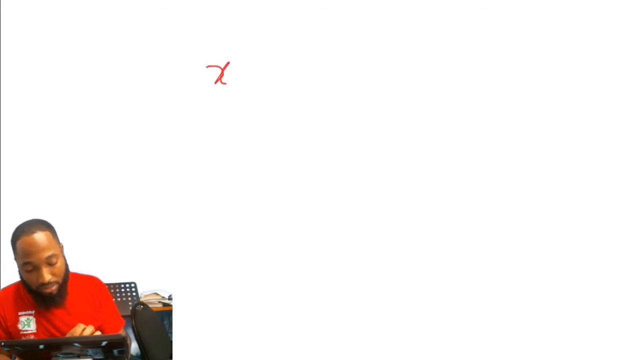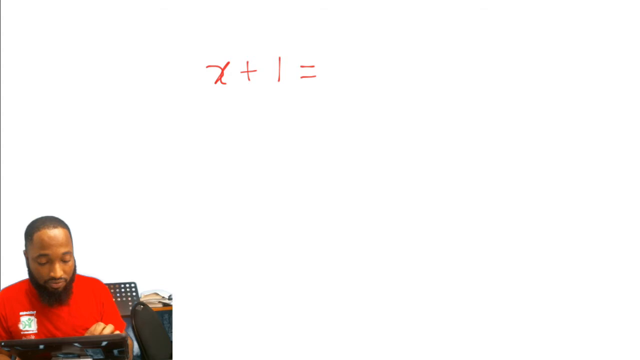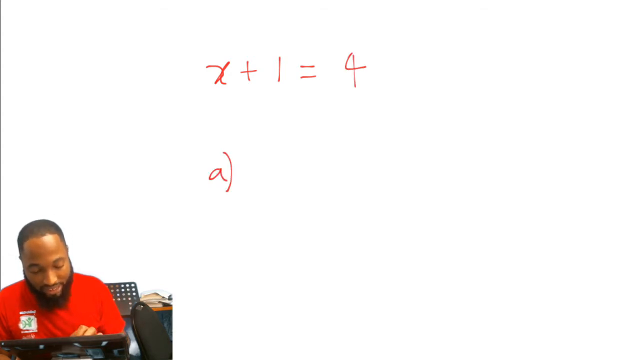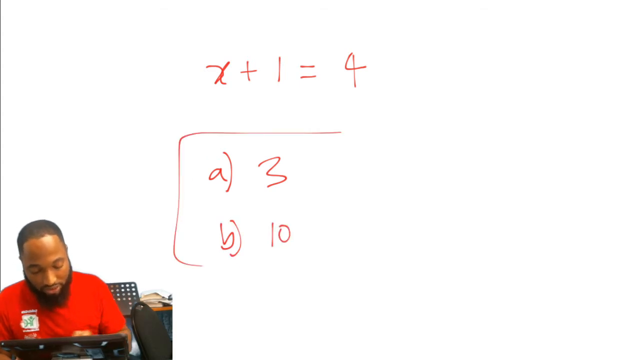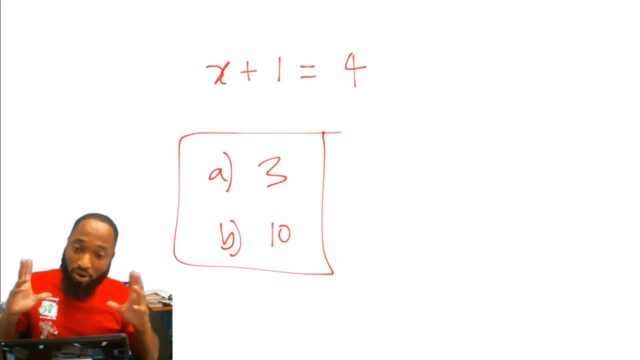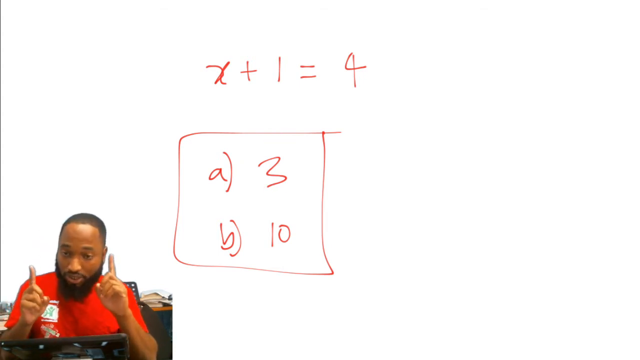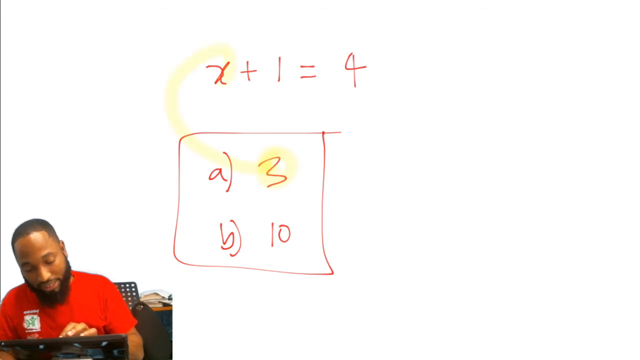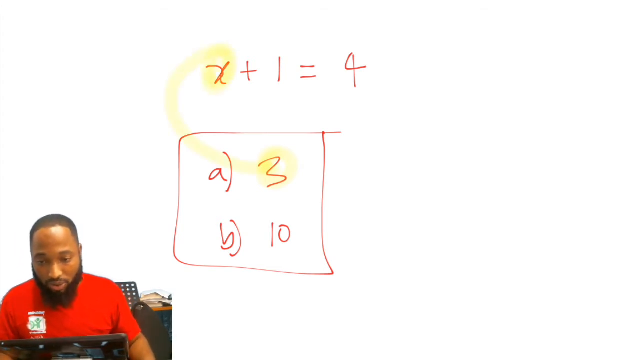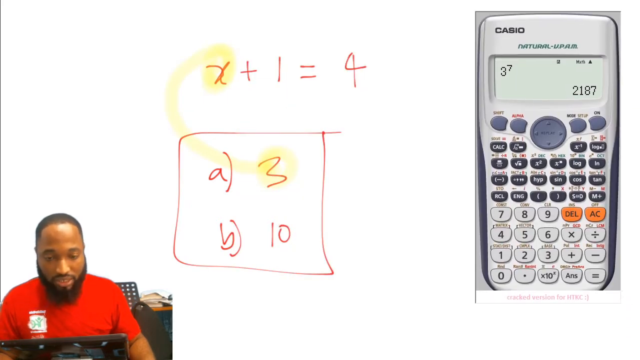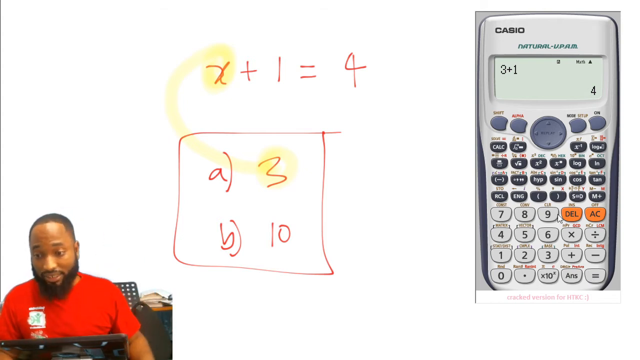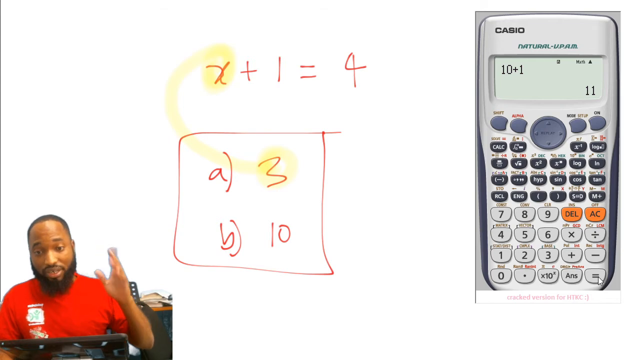If you see in a paper x plus 1 is equal to 4, and the answers are A, 3, or B, 10, and let's say you completely don't know how to do algebra and bring across the 1 and figure out that the answer is 3. Substitution: take the answer and put it into this. Take your calculator out and try A. 3 plus 1 is 4. It works, so A is the answer. 10 plus 1 equals 11. It doesn't work. B is not the answer.